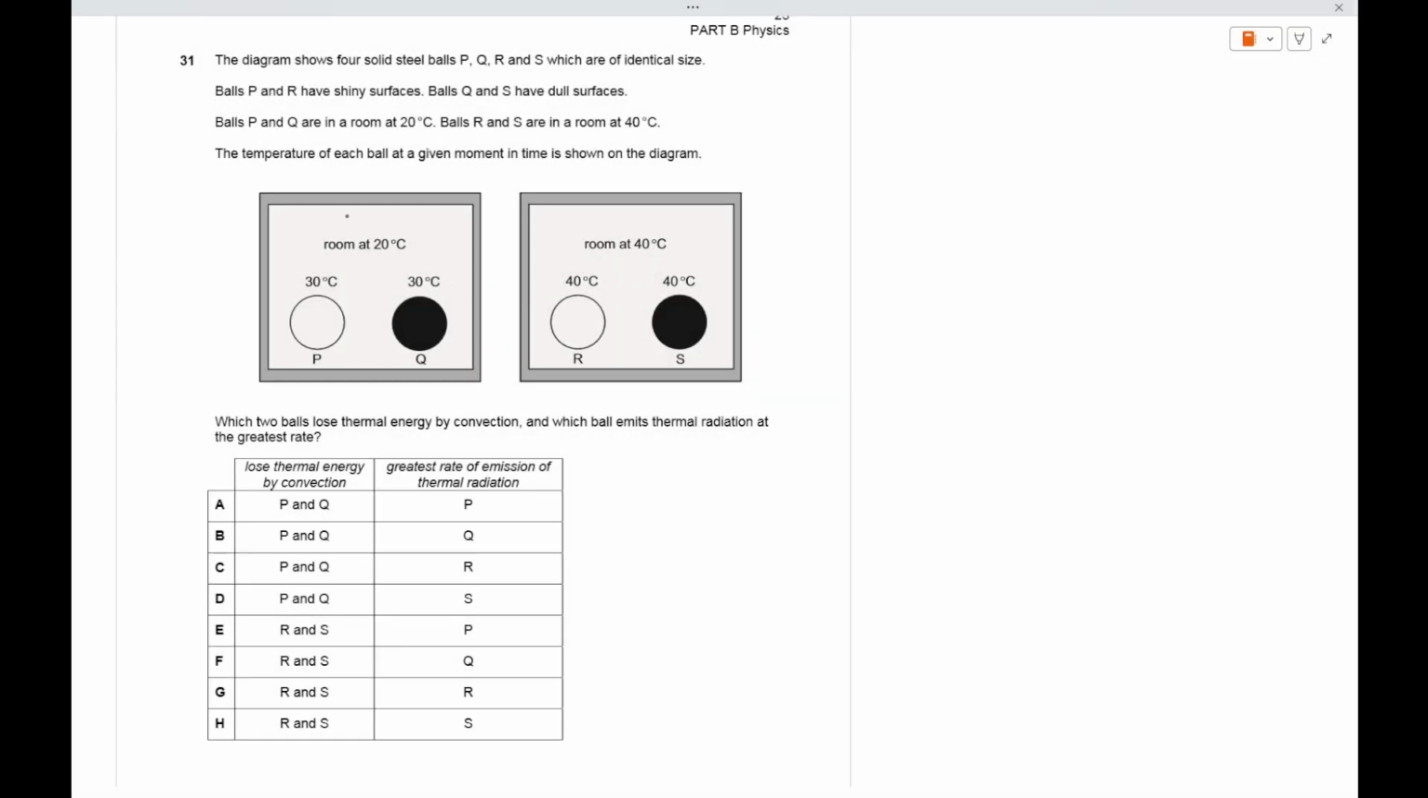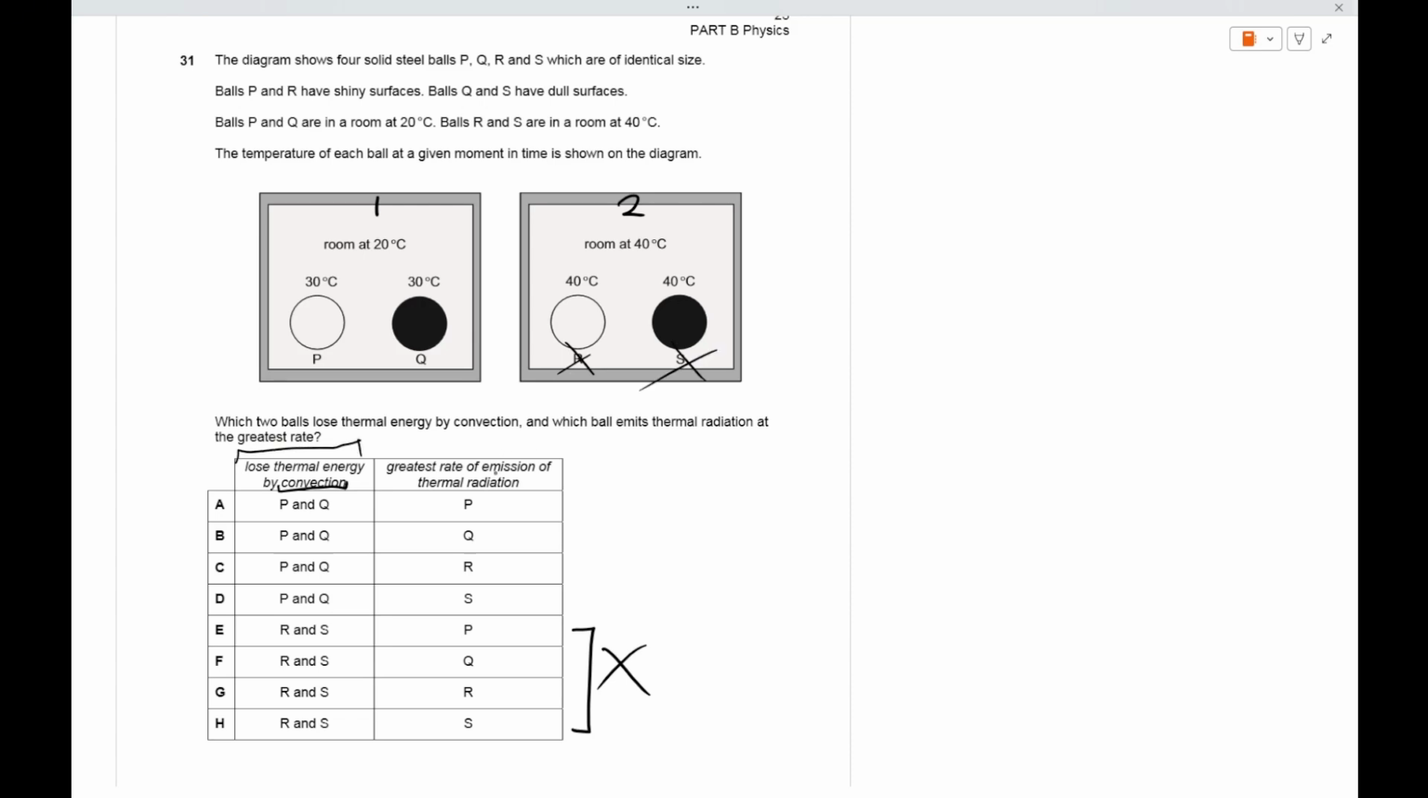Let's start by labeling this room 1 and this room 2. The first thing we can notice is that all the temperatures in room 2 are the same. They're all 40 degrees. That means there is no temperature gradient, which means there is not going to be any change in thermal energy by convection. That means we can cross out all these options. There's not going to be R or S or this.